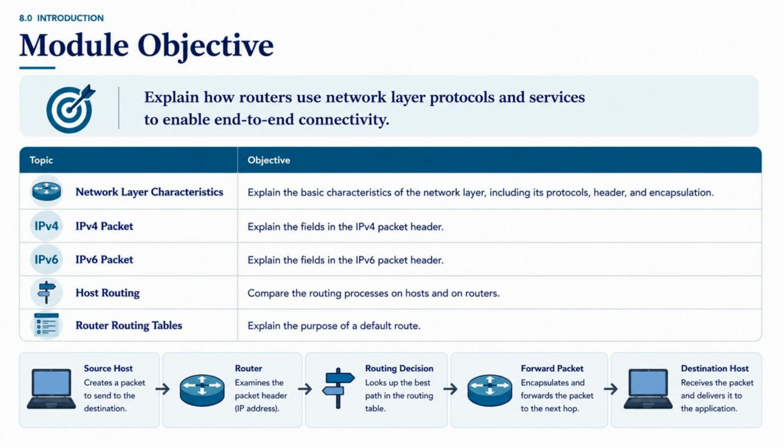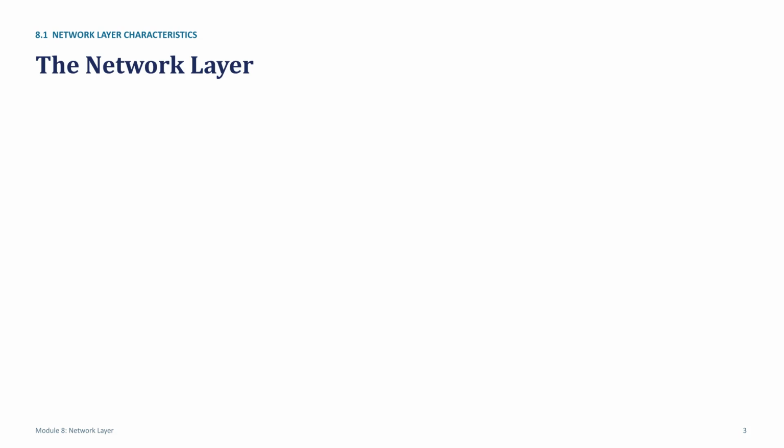Preview the topic table on screen. Network layer characteristics, the IPv4 packet, the IPv6 packet, host routing, and router routing tables. This is a long module, covering both packet structure and the actual forwarding logic. The network layer, Layer 3, lets end devices exchange data across networks. IPv4 and IPv6 are the main protocols, alongside routing protocols like OSPF and messaging protocols like ICMP.